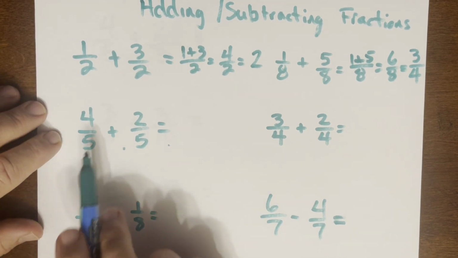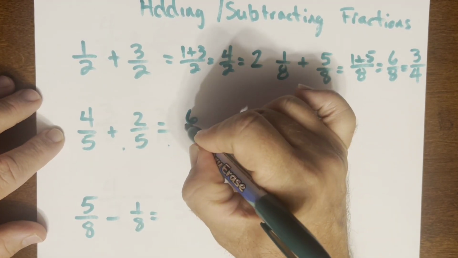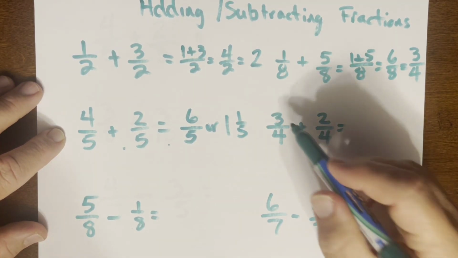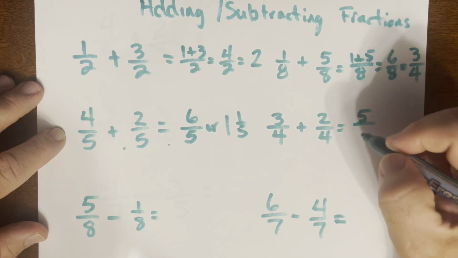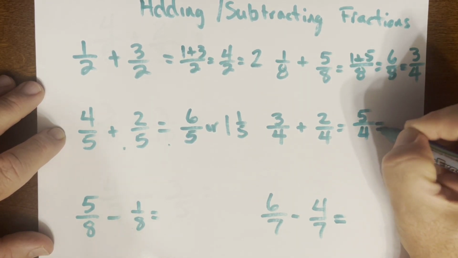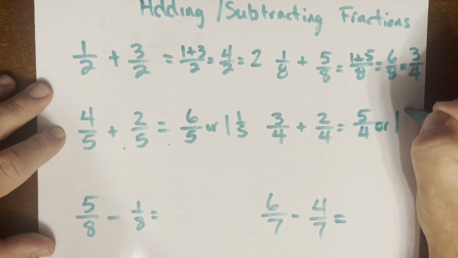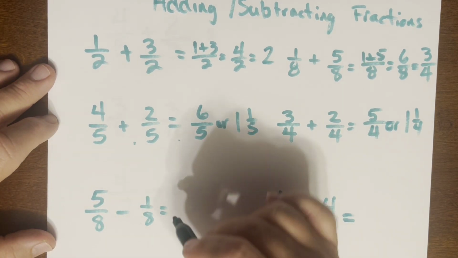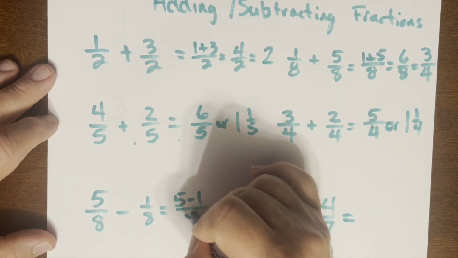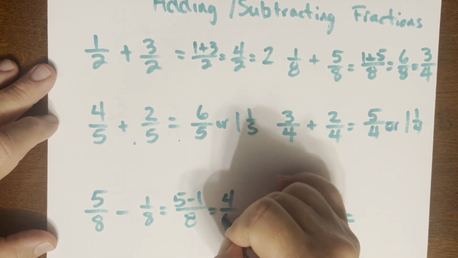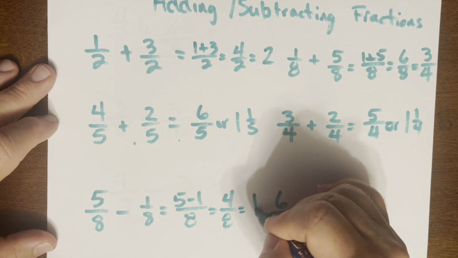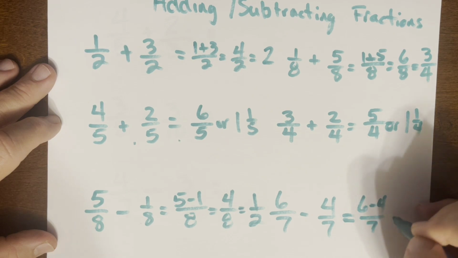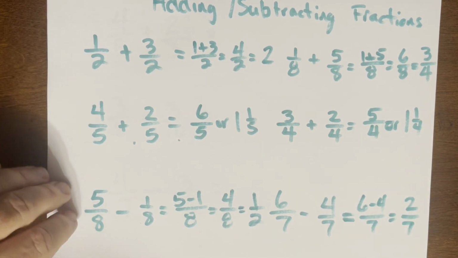Now, 4 plus 2 is 6 over 5, or we can say 1 1/5. And then we have this, excuse me, 3 plus 2 is 5 over 4, which can also be 1 1/4. All right, now when we talk about subtracting, this is going to be 5 minus 1 over 8, which is 4 over 8, and 4 over 8 reduces to 1 over 2. And then we have 6 minus 4 over 7, which is 2/7. Now that's if we have a common denominator.